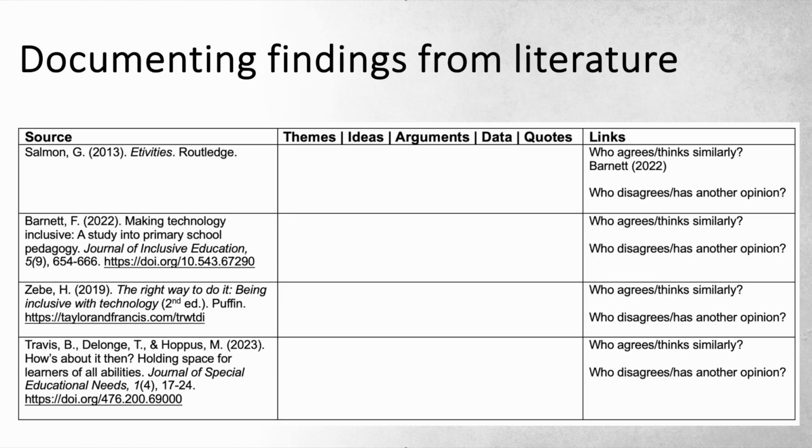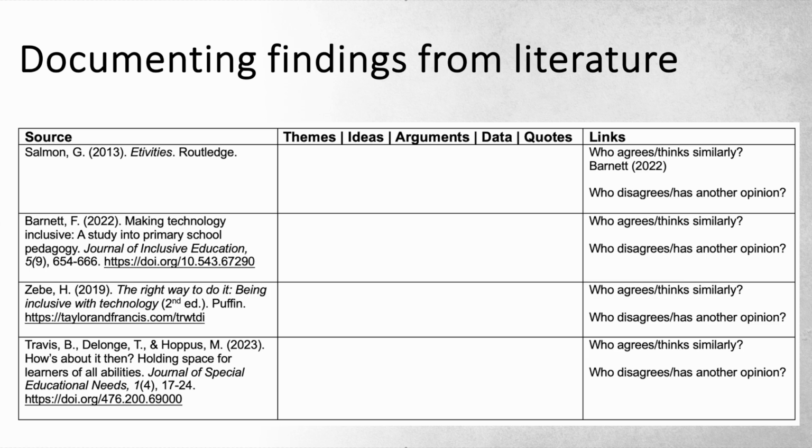And when documenting your findings from literature, it's probably best to keep them all in one place, and this is why I use a synthesis matrix or a reading table. You can see it on the screen now. In the left-hand side, I pop in the APA 7th reference of the piece I intend to read or the piece I am currently reading.